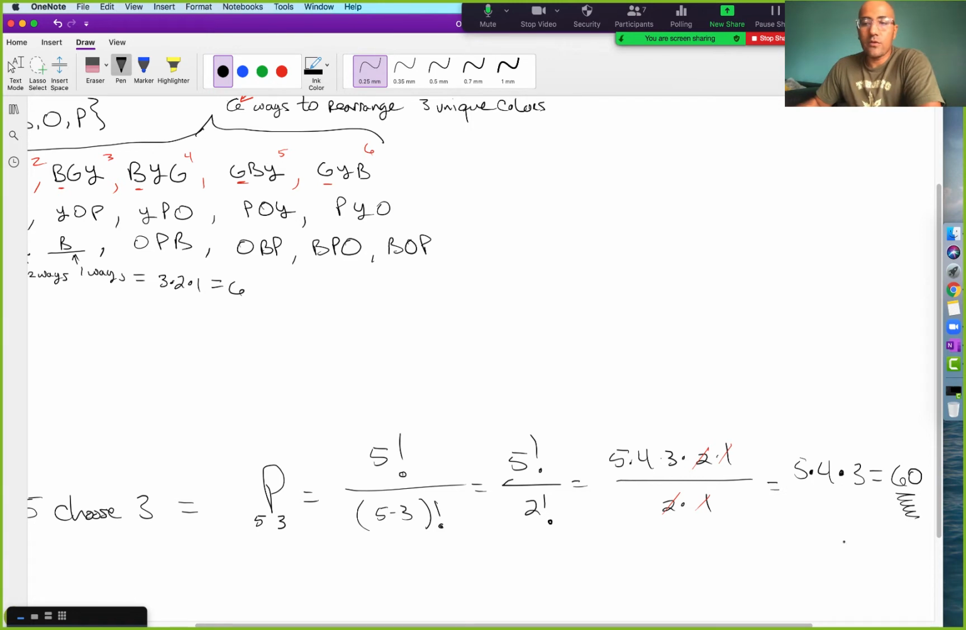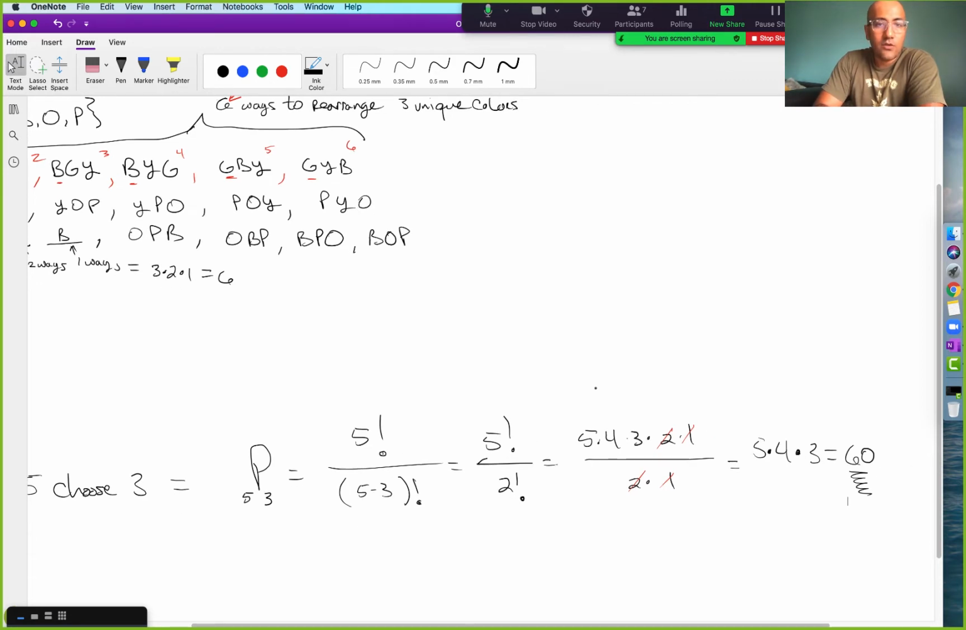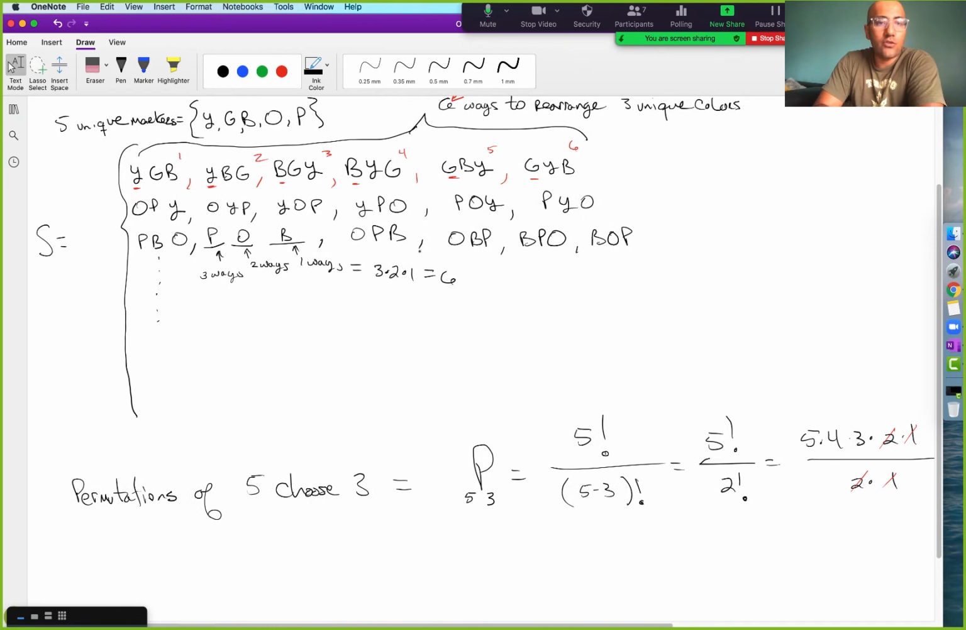So we already knew that the answer is 60. There are 60 ways for us to select 3 out of the 5 markers when order matters. So this giant table here shows you all the actual answers. When you do a permutation, it only tells you how many ways there are to do something. It doesn't actually spell them out for you, but what I'm attempting to do here is to spell them out.